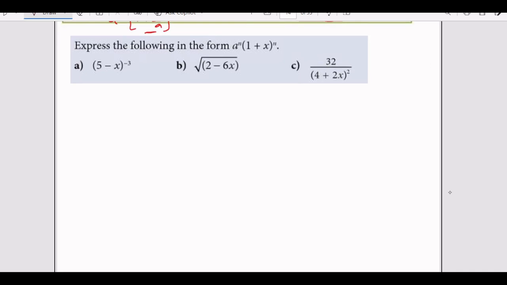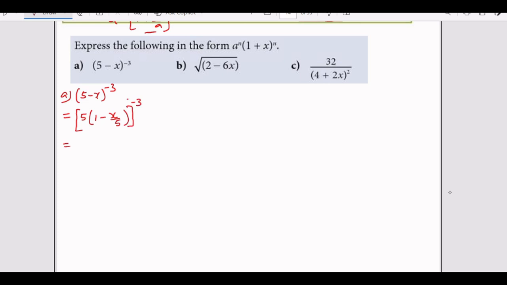So we have this a, express this in this form. The first question we have is 5 minus x power negative 3. Now when I take this common, it's always useful to use square brackets, as it will be helpful to write it clearly. So this is going to be 1 minus x over 5. Then on the outside there is a power negative 3.